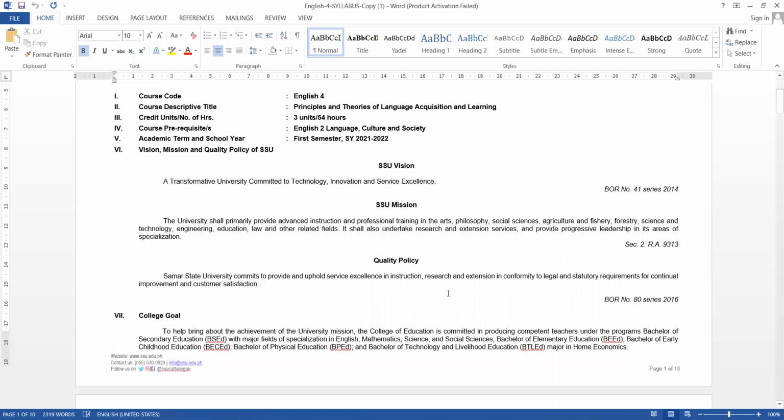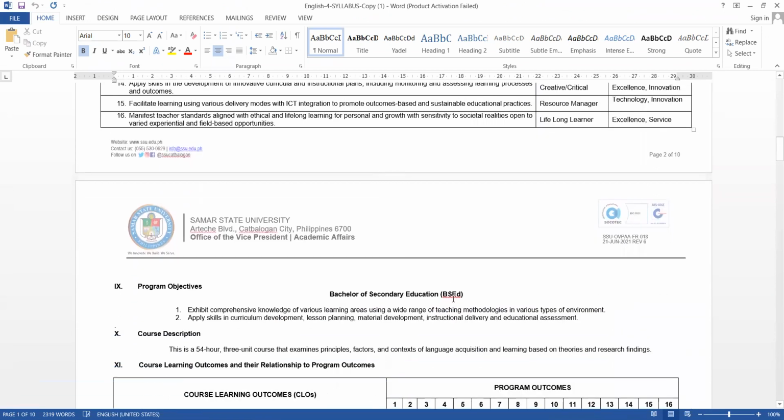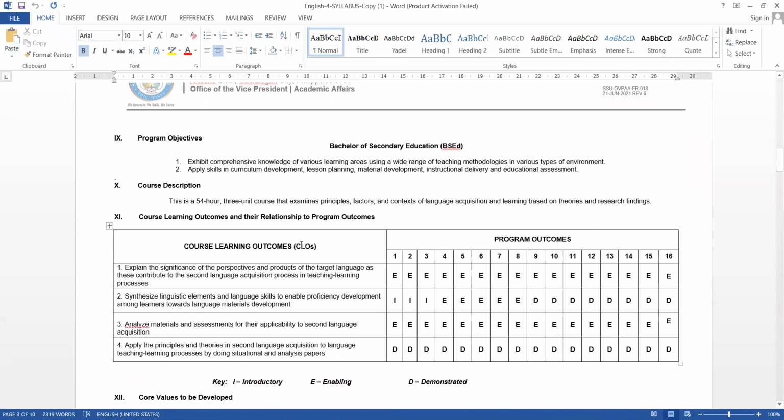Okay, so let's proceed. Based on the TRED memo, this course is a 54-hour, 3-unit course that examines the principles, factors, and contexts of language acquisition and learning based on theories and research findings. By the end of this course, you're expected to be able to explain the significance of the perspectives and products of the target language, as these contribute to the second language acquisition process in teaching and learning processes.